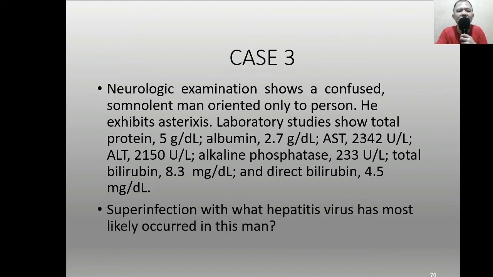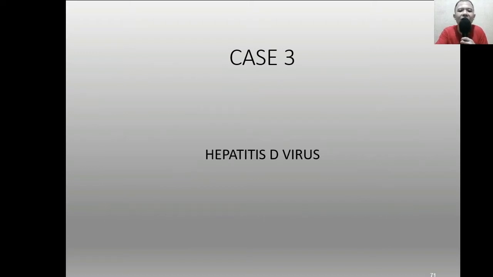Okay, the question is, superinfection with what hepatitis virus has most likely occurred in this man? So the case is a case of hepatitis B. So when we hear the question superinfection, there's only one answer. It's hepatitis D. Okay?